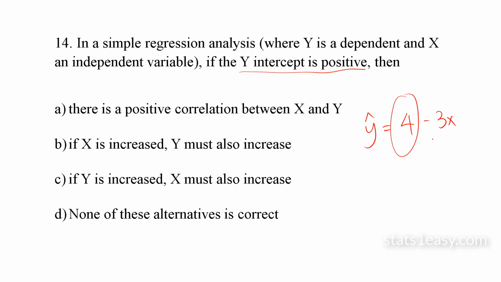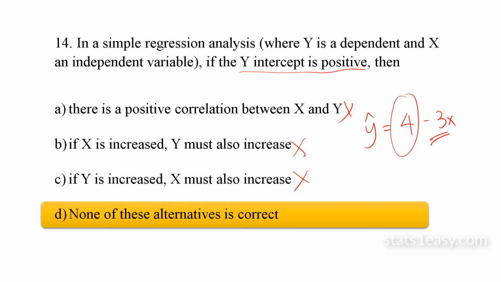Of course, we can see that the slope is negative here, and some of the things we can conclude is that the correlation coefficient is also going to be negative if the slope is negative. But this guy doesn't tell us much. So if y-intercept is positive, there is a positive correlation, no. If x is increased, y must also increase, no. If y is increased, x must also increase, no. So none of these alternatives is correct if y-intercept is positive. If slope is positive, then we can say as x increases, y also increases on average. We're talking about the y-intercept here, which has nothing to do with the slope. So the answer to this is none of the above.